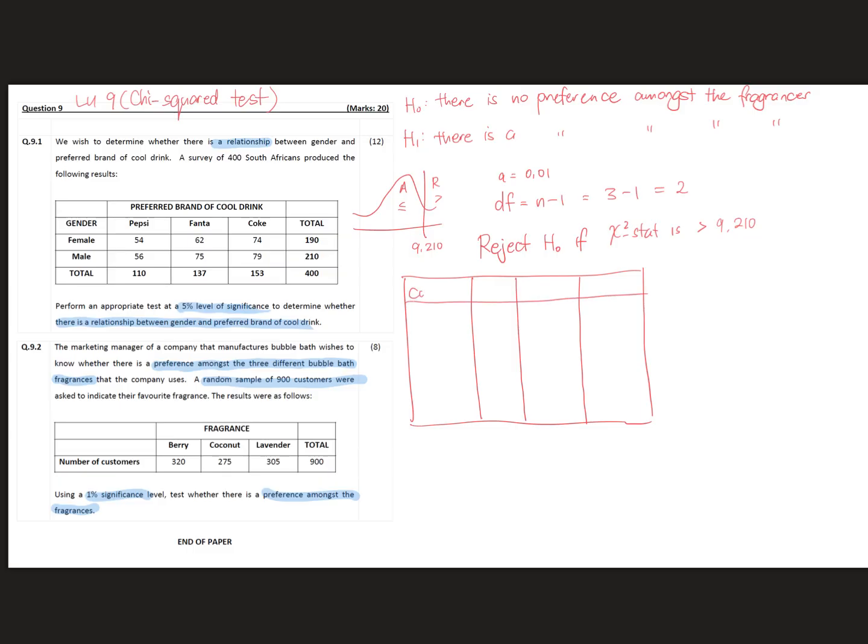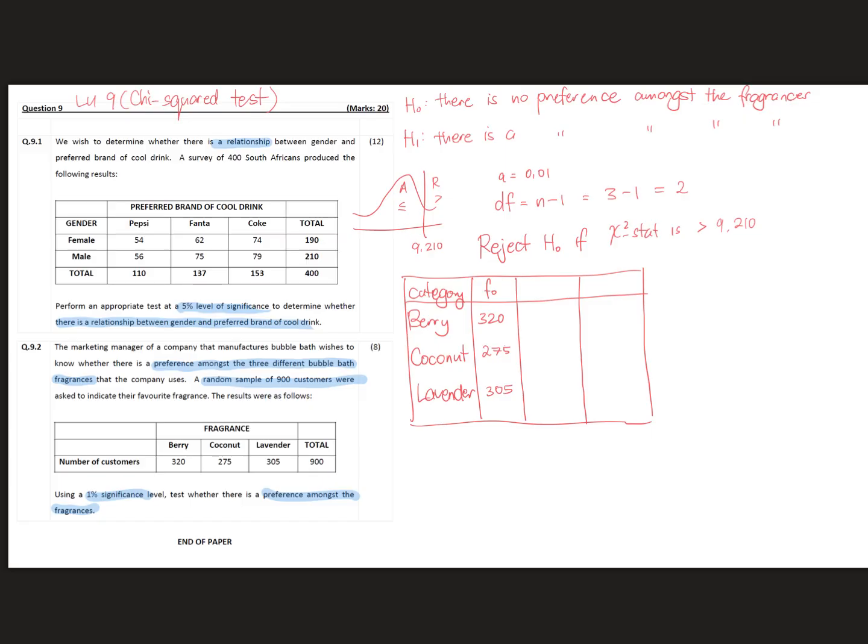So now you have your options or your categories. So your categories are berry, coconut, and lavender. The FO values are always the ones that are given to you in the table. So that's 320, 275, and 305.